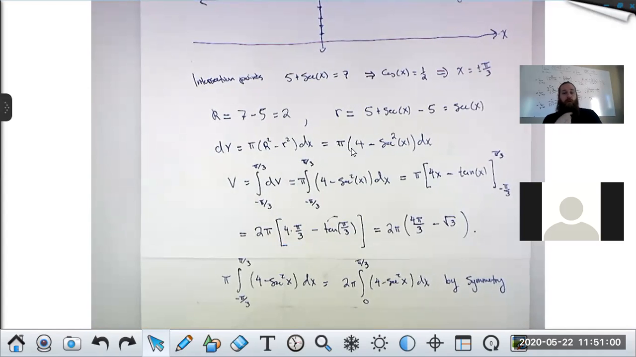Yeah, it could be done either way. If you did it the other way, then you would just get 4 pi over 3 minus root 3 twice, right? You would get it from the top limit, and then you would get the negative of that from the bottom limit. When you subtract the negative of that, you would add another copy of it back, so you would just get double of this guy. Yeah, fair question.